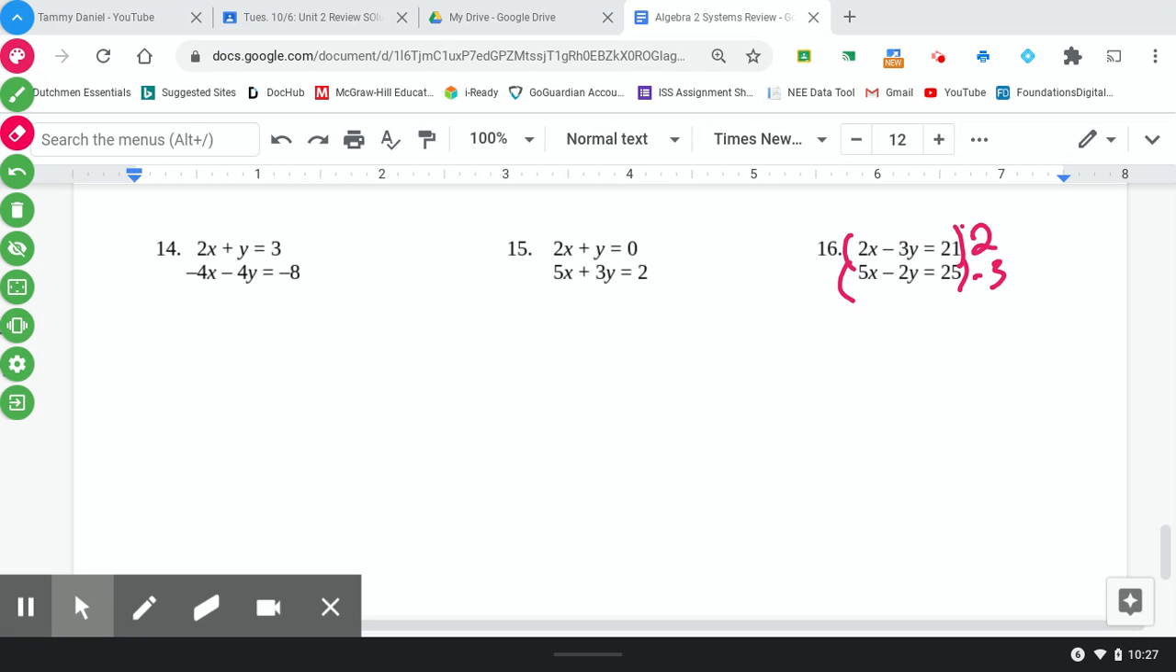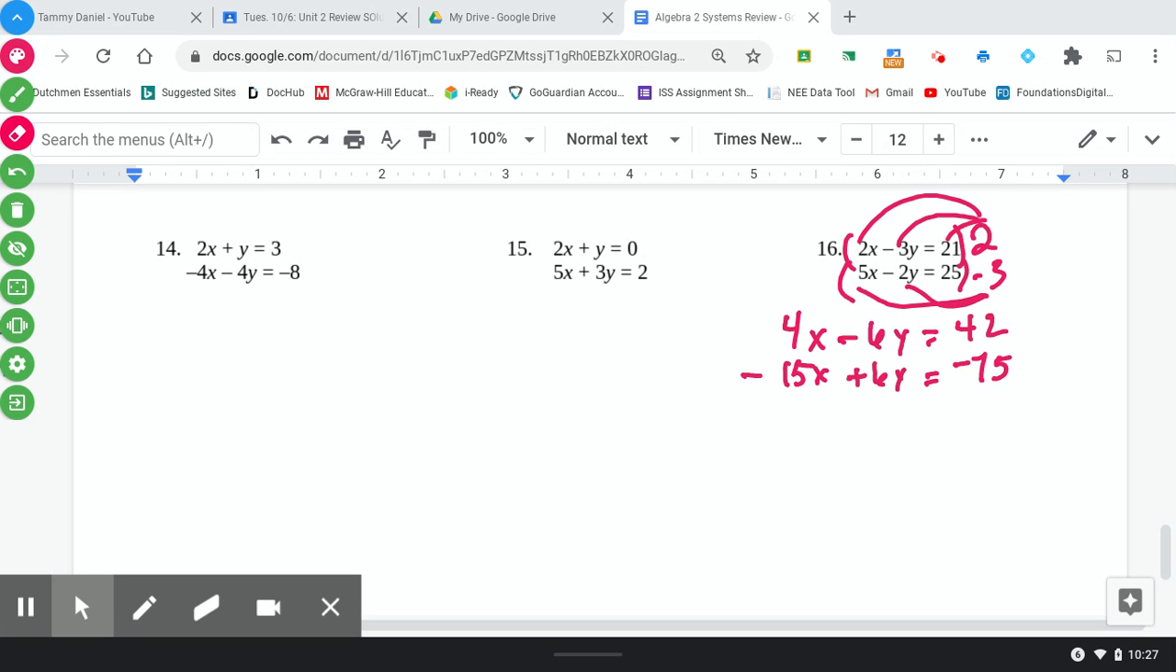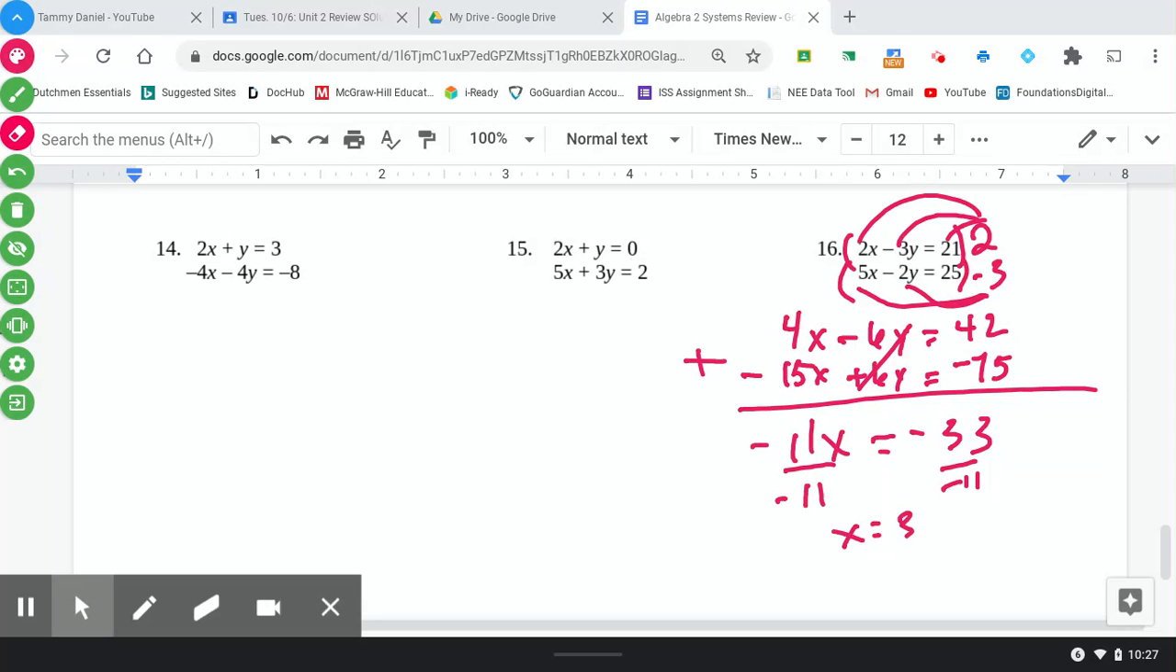So let's go ahead and distribute this through, and we get 4x minus 6y equals 42. And then if I distribute the -3 through there, we get a -15x, and we get a +6y, and we get a -75. So we can add these two equations together, and we get a -11x. The 6y's are gone. And here we're going to end up with a -33. So when we divide by a -11, we get x is 3.